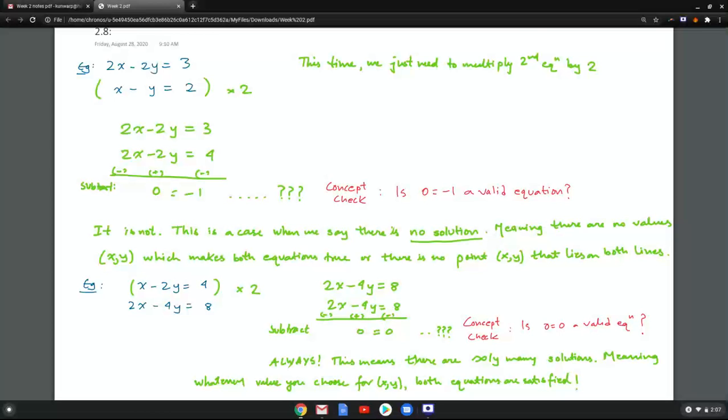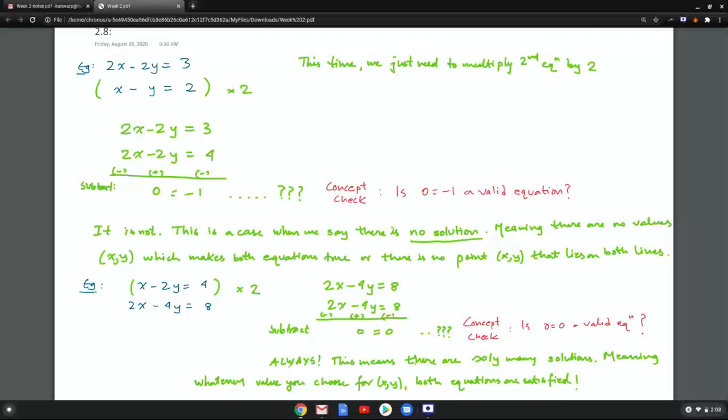Which means that what this is saying is, when I try to solve this system of equations, I end up with an invalid equation. I end up with something like 0 equals negative 1, which means that I cannot solve this system of equations. Another way of phrasing that would be to say that it has no solution. What that means is that algebraically, there are no values of x and y which make both the equations true. And geometrically, it means there is no point (x, y) that lies on both the lines.